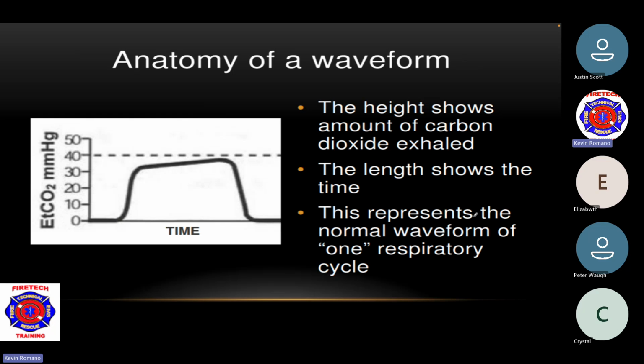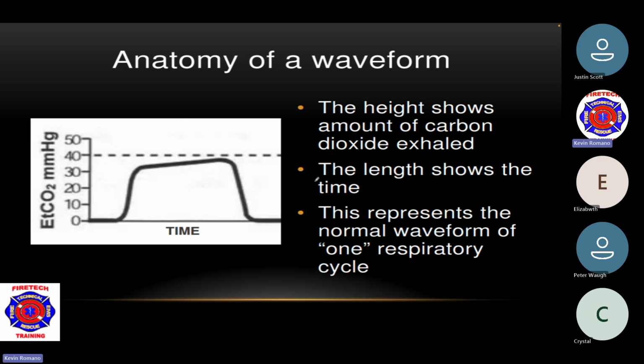So the anatomy of a waveform. Now I've brought up a couple of those different things that are back there, and we're going to break them down even more through this presentation. Let's talk about what it actually means. We'll go through the different phases. The height shows the amount of carbon dioxide that's exhaled, right? So the higher it is, the more acidic the patient is. Remember, between 35 and 45 is our normal range. If you ask a respiratory therapist, they're going to tell you absolute normal is 40. The only time you go a little bit lower than that is for our head trauma patients.